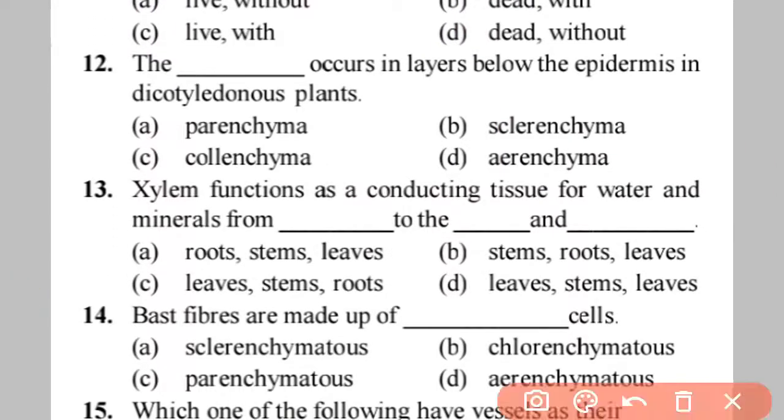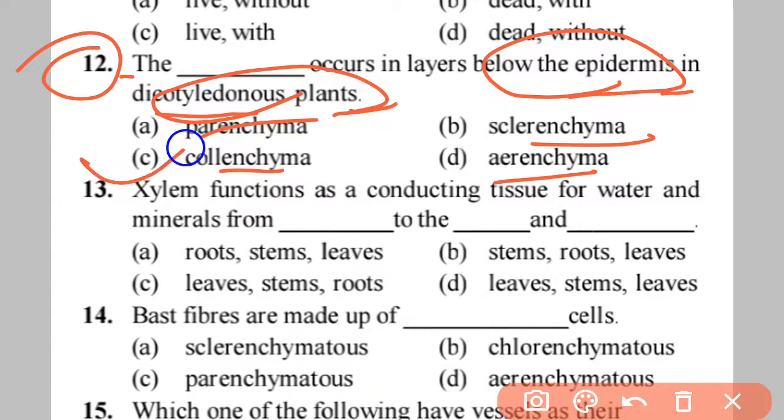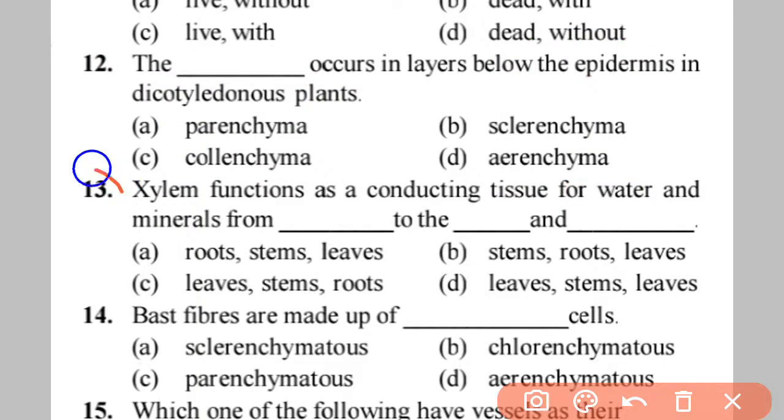Question number 12 is, the dash occurs in layers below the epidermis in dicotyledon plants. Which one? Parenchyma, sclerenchyma, collenchyma, or aerenchyma? So below the epidermis in dicot plants, it is basically collenchyma. Okay, collenchyma is present. So that's why option C is correct. Okay, let's move on. Question number 13.